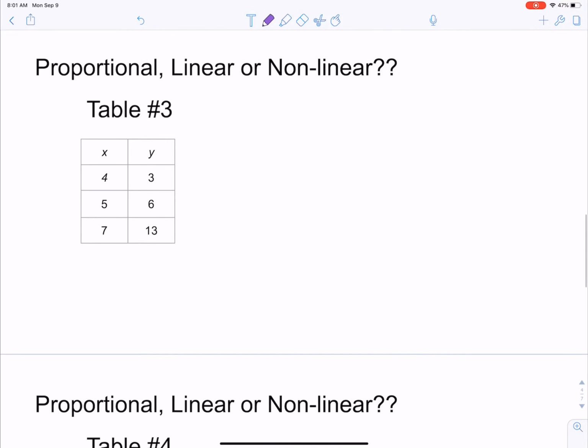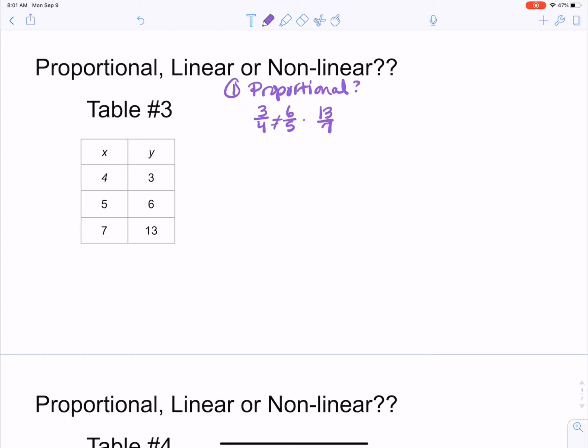So then if we go to table 3, our first question might be, is it proportional? And if we're going to do that, 3 divided by 4, 6 divided by 5, 13 divided by 7. And at this point, I could stop. I know it's not proportional. I don't even actually have to divide because 3/4 is less than 1. 6/5 is more than 1, so they can't be equal.